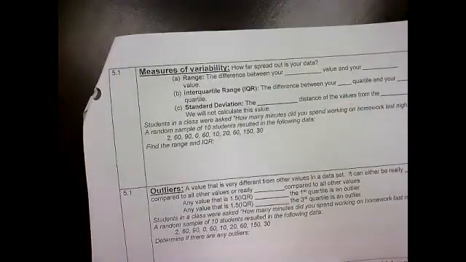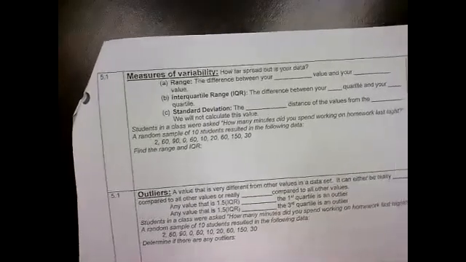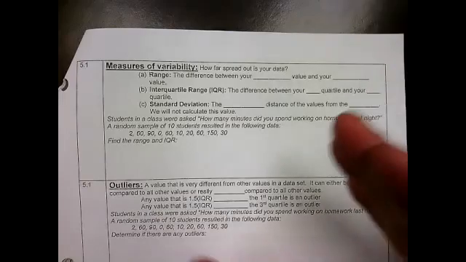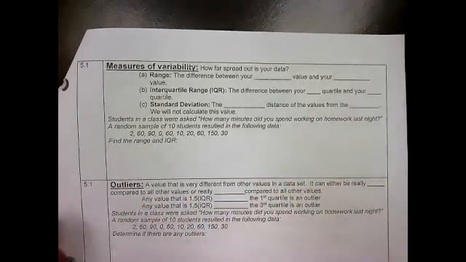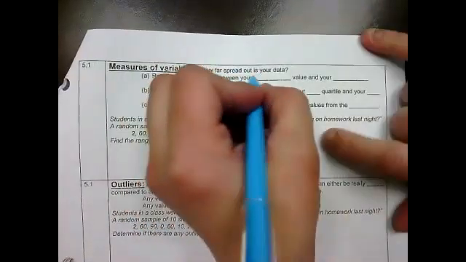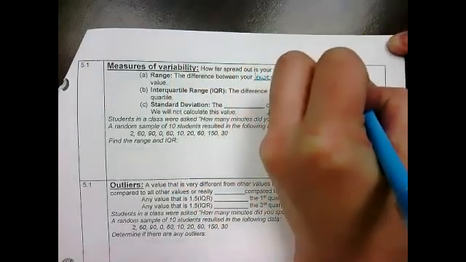All right, so let's look at what we're going to do with these quartile values that we get. The measures of variability: how far spread out is our data? Our data could be really close together, or we could have numbers that are way spread apart. The range is the difference between our lowest value and our highest value.